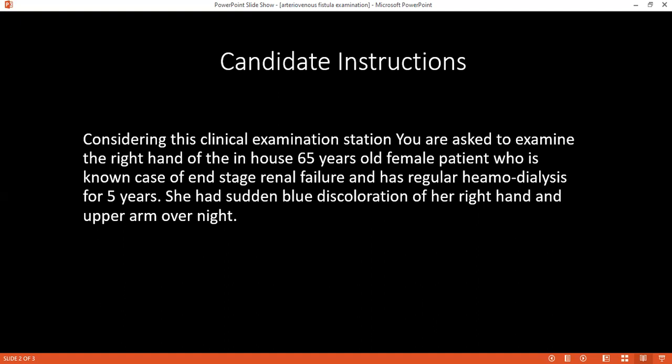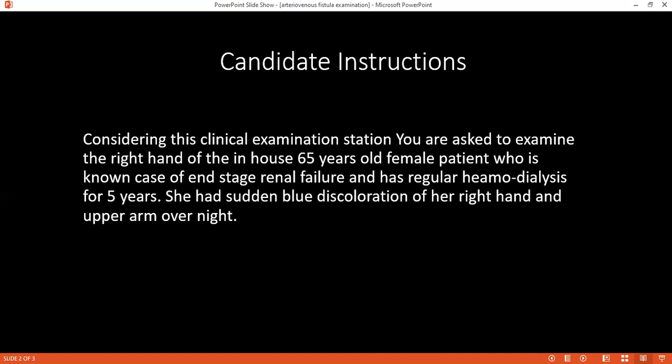For dialysis access steal syndrome, there can be bluish discoloration, and there will be warmth of the hand. Also the radial pulse might be absent, and there are also ischemic changes like she has.